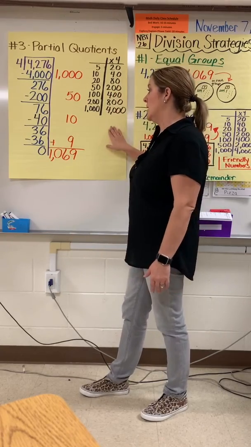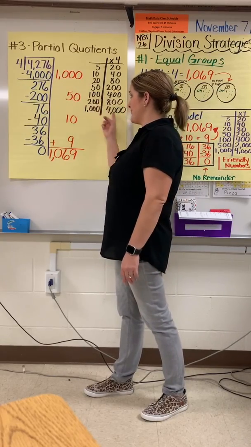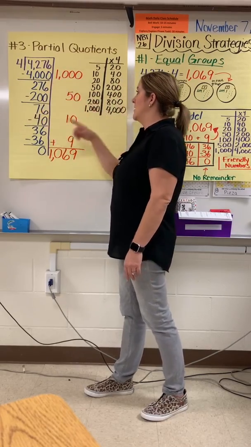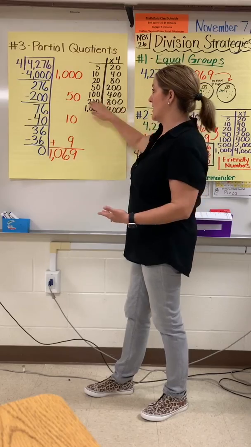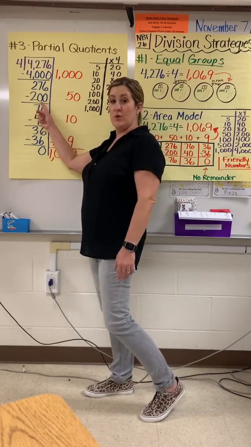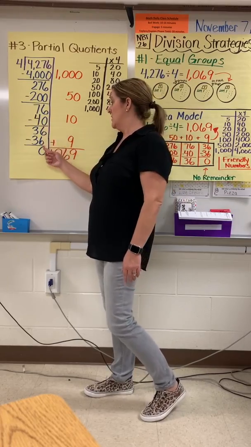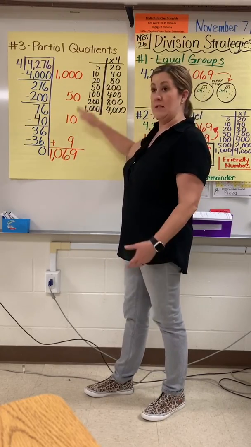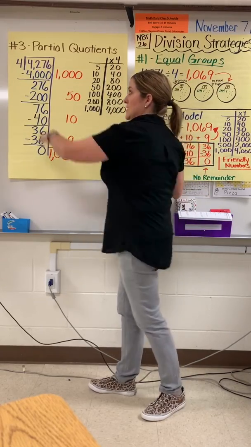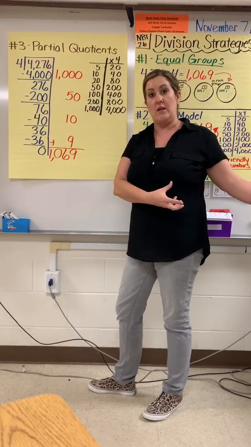But if they use this chart, it should look like this. So this is where they would have seen 1,000 will help them subtract 4,000 with 276 left. Then I taught them to cross these off. Next, I know 50 will help me divide out 200. Then 10 would help me divide out 40. And 9 isn't on our friendly numbers, but we also talked about, do you know something times 4 will give you that 36, and therefore all of your remaining numbers are gone, okay?